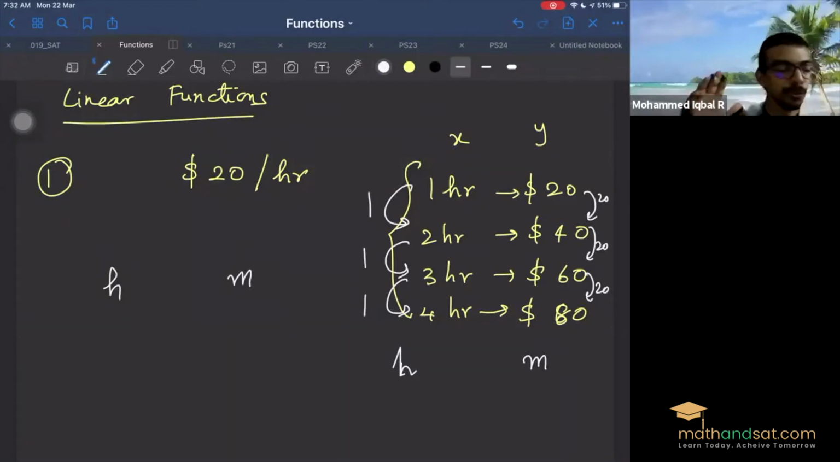So for H hours, what will be the amount? For H number of hours, what will be the money that you'll be getting for H hours? H times 20, right? Say, for example, H is equal to 10. How much money will you make? 10 times 20, $200. Is that clear?